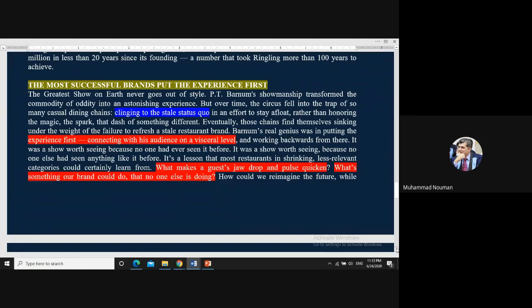And in this regard, the example of the circus is given, whereby it is stated by the author that the circus, Barnum and Bailey, clung to a stale status quo. They were not willing to be creative or innovative enough to strengthen or enhance the overall experience of the audience.